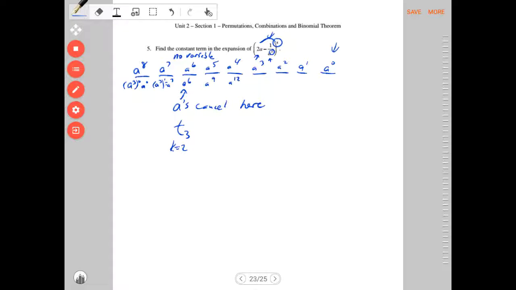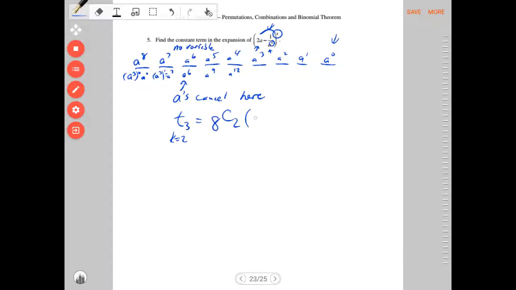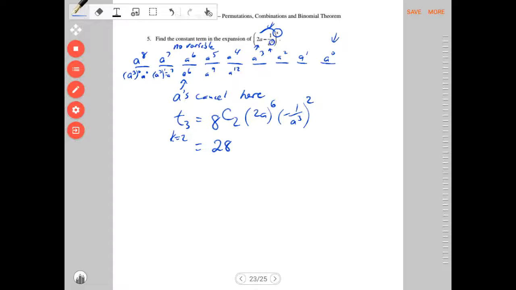Awesome. So that equals, so the exponent, 8 choose 2. Then we have the first chunk, 2a to the 8 minus 2, so it's a to the 6. Then the second chunk, which is negative 1 over a cubed, to the k, which is 2. Awesome. So now we figure out what those things are. 8 choose 2 is 28.